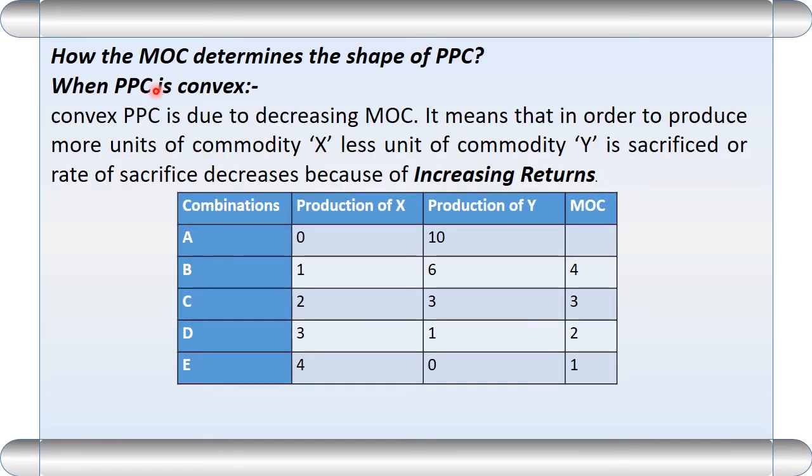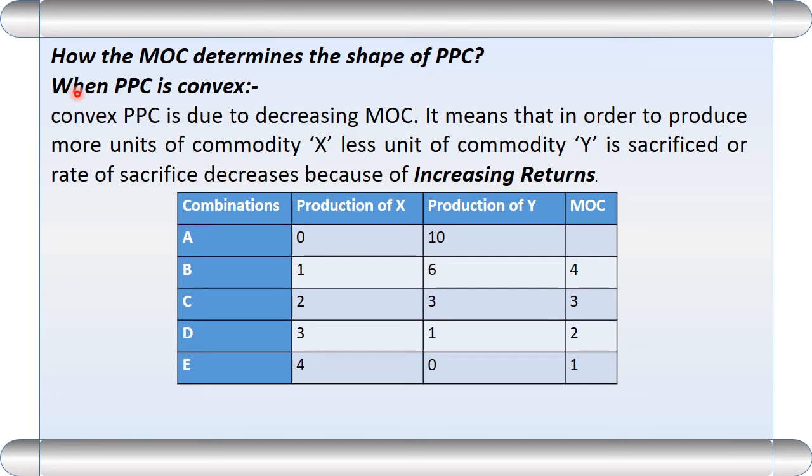How does the MOC determine the shape of the PPC? Remember one thing, the shape of the PPC totally depends upon the marginal opportunity cost. The question is how? Let us see how the marginal opportunity cost determines the shape of the PPC. PPC might have three shapes. PPC might be convex, might be a straight line, or might be concave in shape.